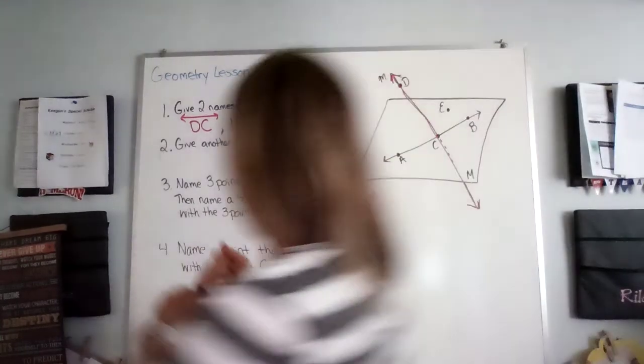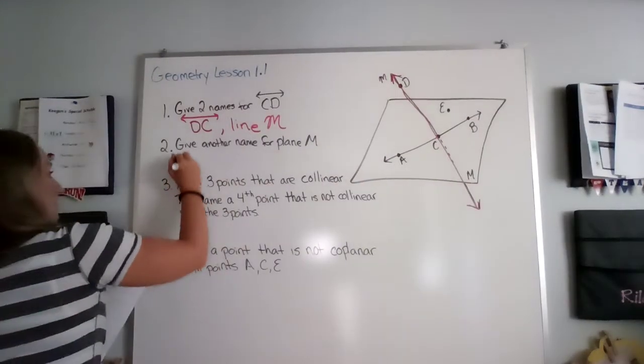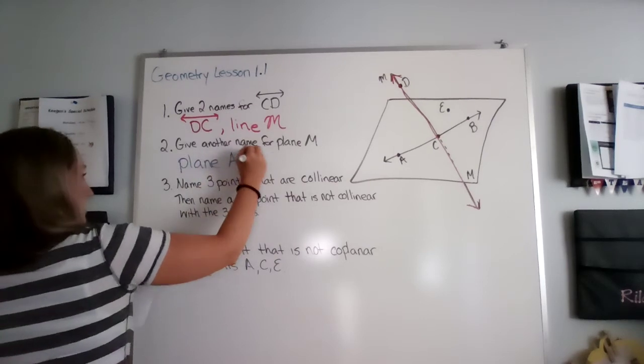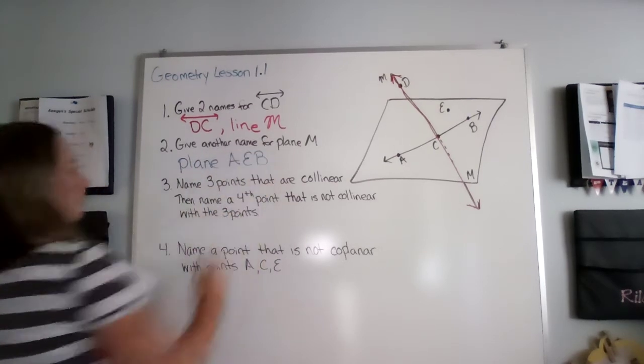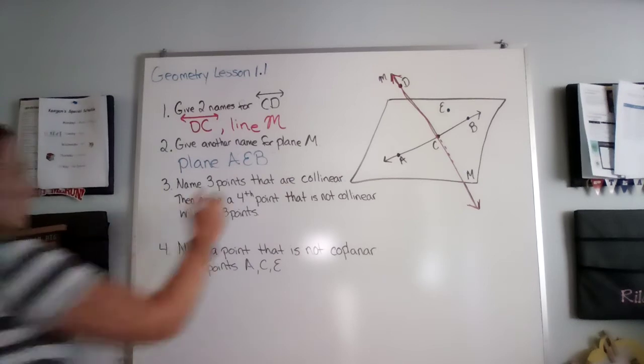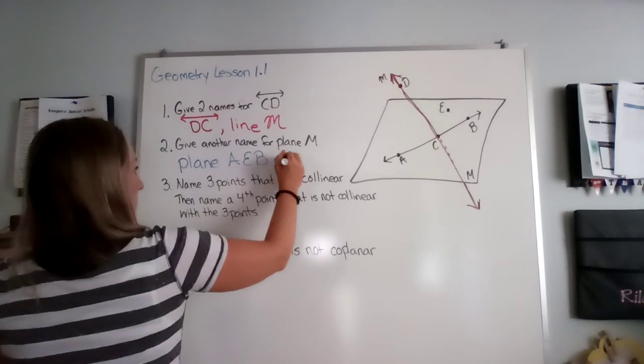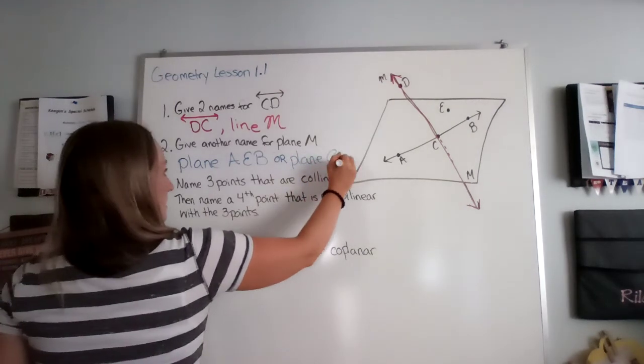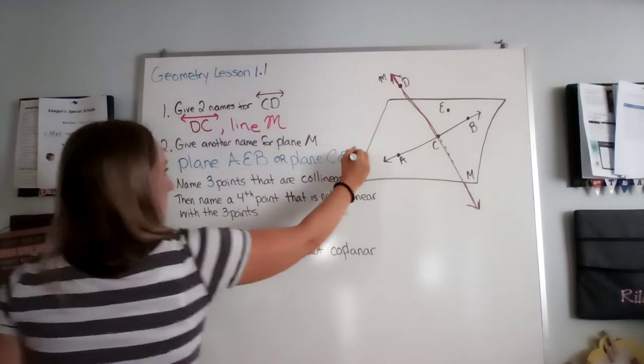So we could call it plane AEB. Okay, or as another example, even though it only asks for one, you could also call it plane CEB as another example.